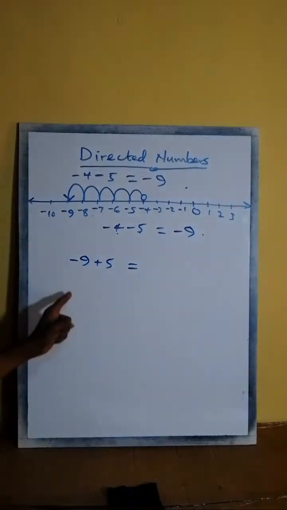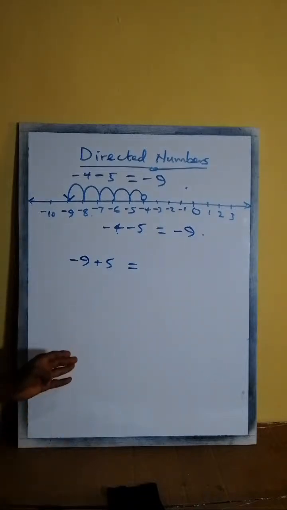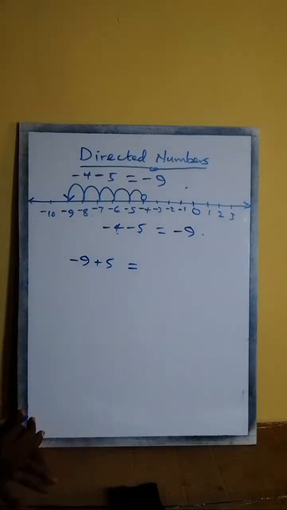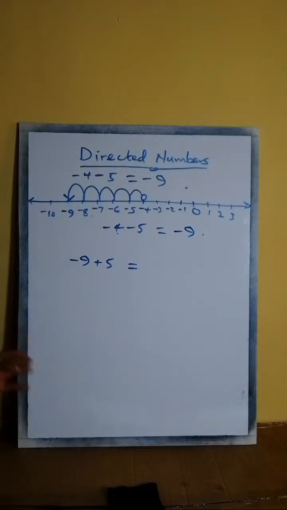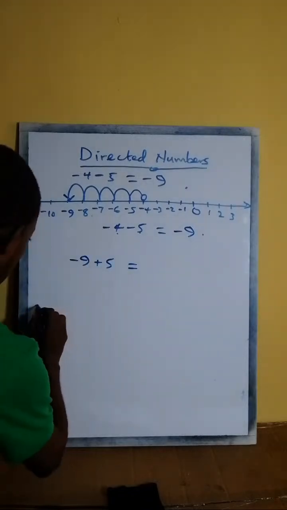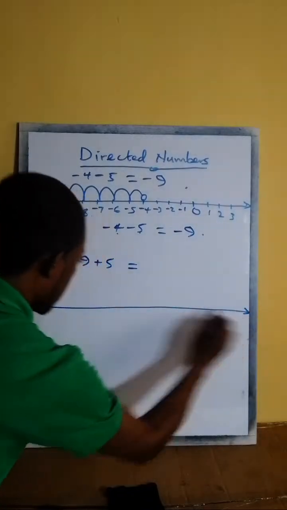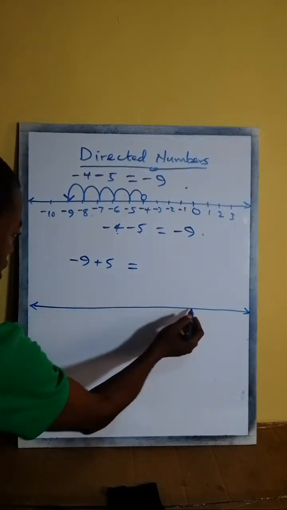If the biggest number here has a minus sign, first you subtract the two numbers, which gives 4. Then your answer will carry the minus. Now we can also show this with a number line. The negative number is larger than the positive one here.